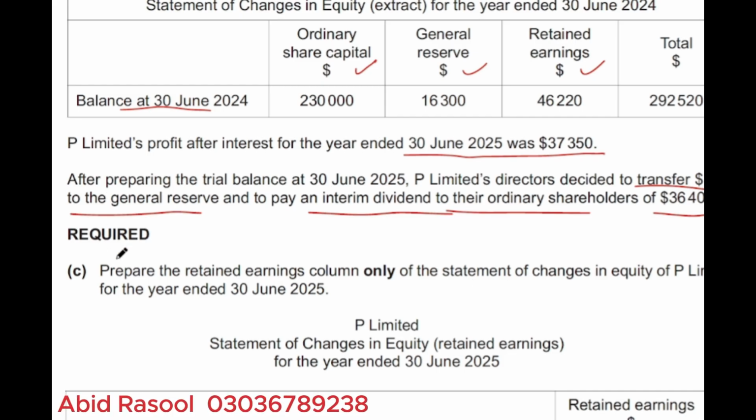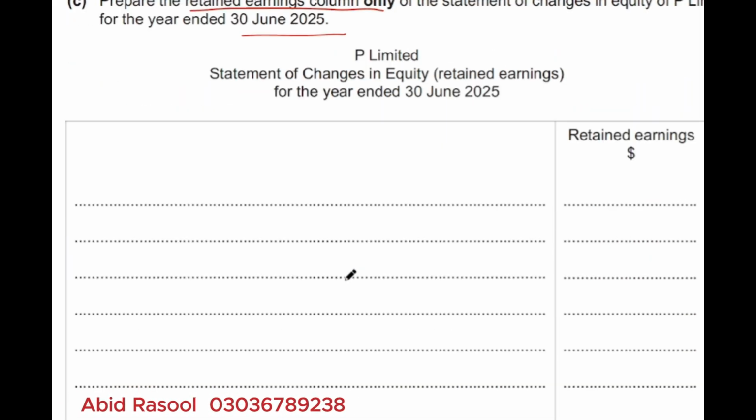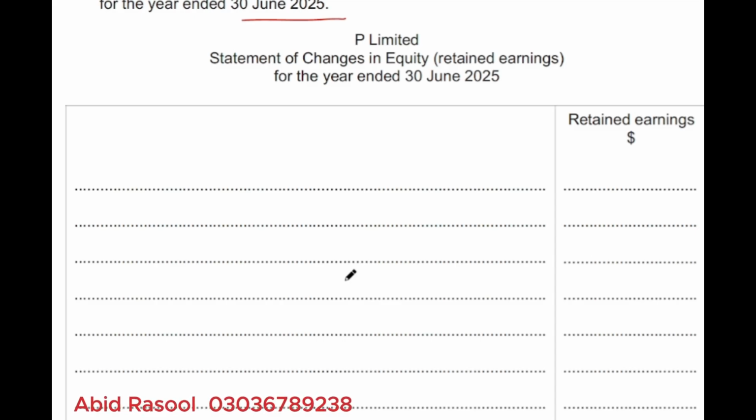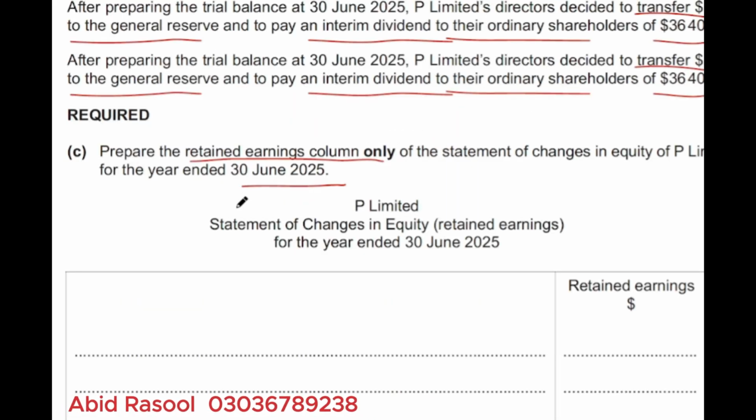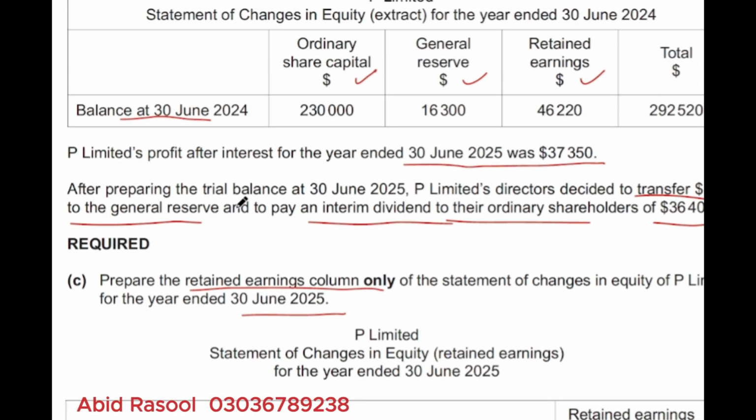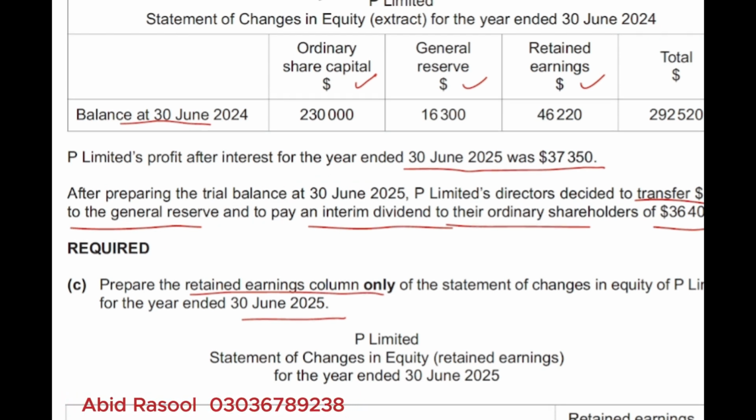Now they are asking to prepare the retained earnings column only of the statement of changes in equity of P Limited for the year ended 30th June 2025. Now, see students, they have given us the format, the heading P Limited statement of changes in equity, only retained earnings, for the year ended 30th June 2025, and we will see how to solve this. Now we go to its solution and see how we will solve this retained earnings column only.